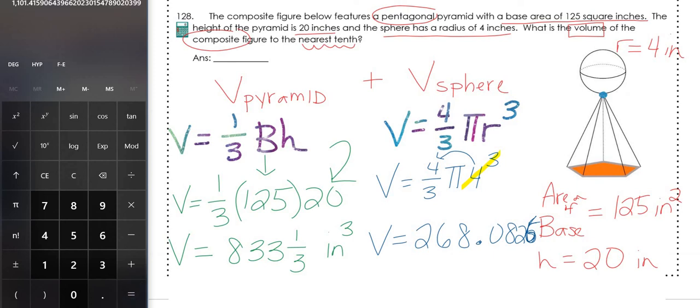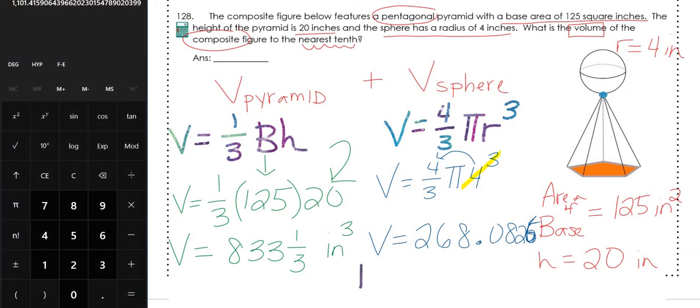Equals. Okay, so that's going to be my final answer after I've added together the two volumes that I found separately. So my final answer after I've added is 1,101 point, so to the nearest tenth, 0.4 inches cubed. So that's the volume of the composite figure shown. Okay, let's move on.